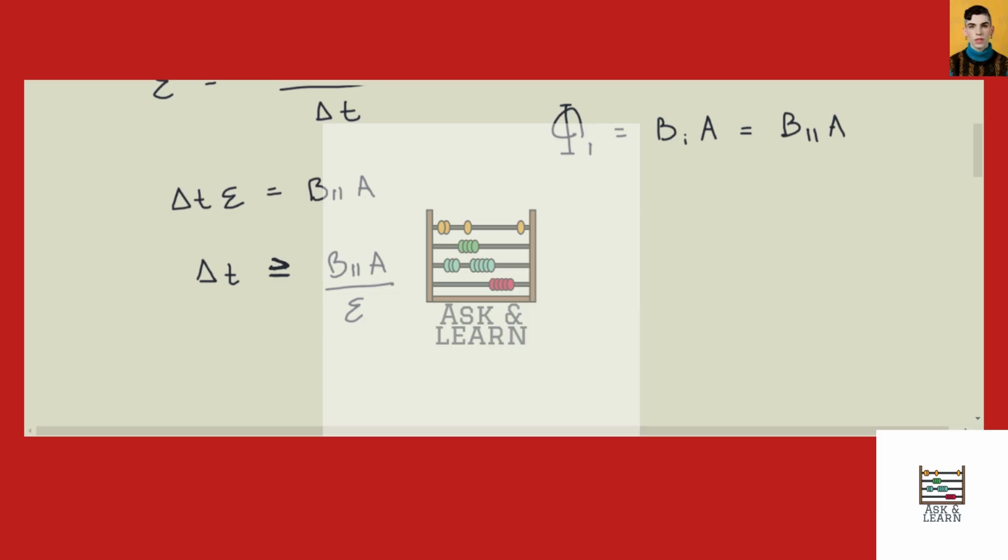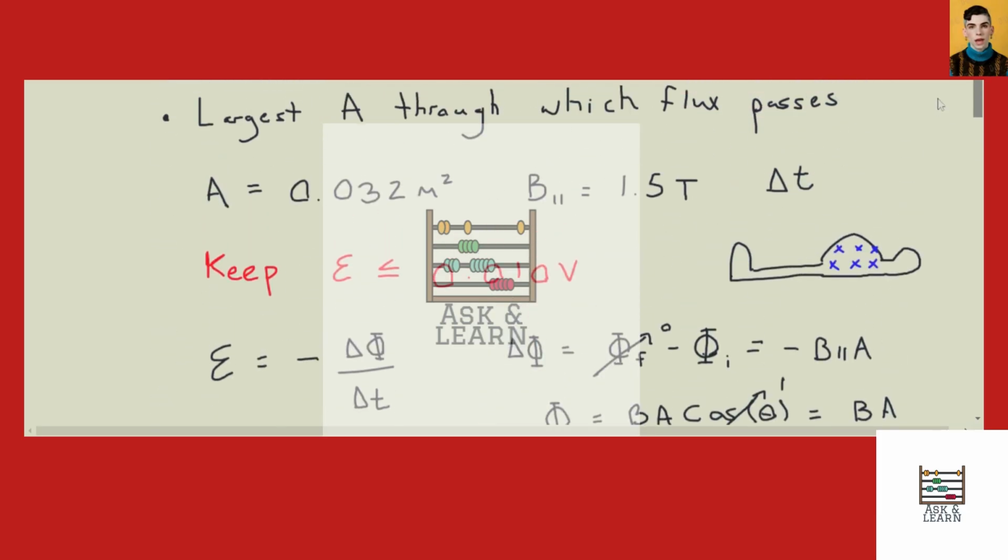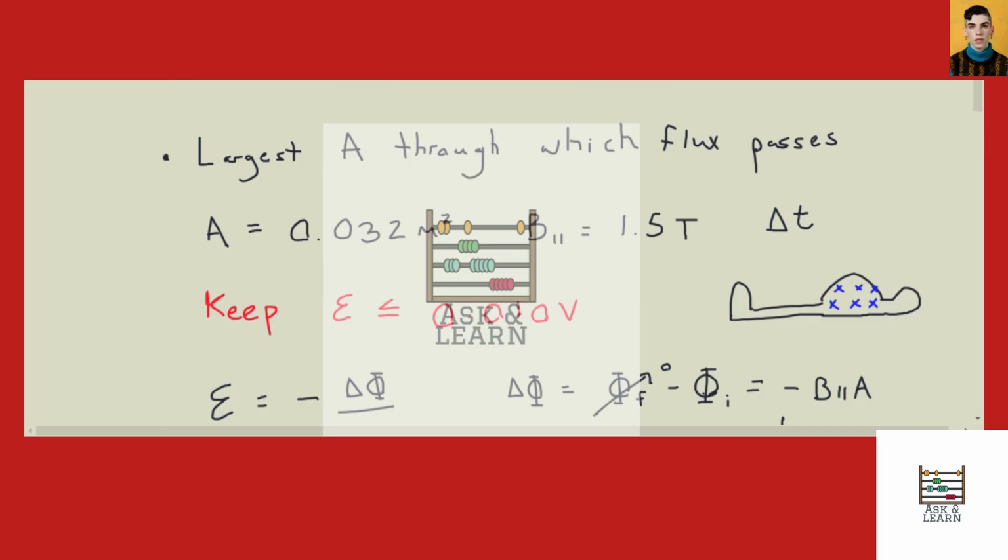And if we plug in our numbers there, we'll get that delta t should be greater than 4.8 seconds. So there you have it. We want to shut off our MRI in at least 4.8 seconds, if not more, just to be safe, in order to keep the induced EMF in our patient's body here from going over 0.010 volts.